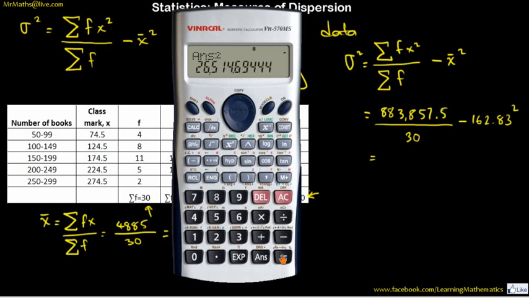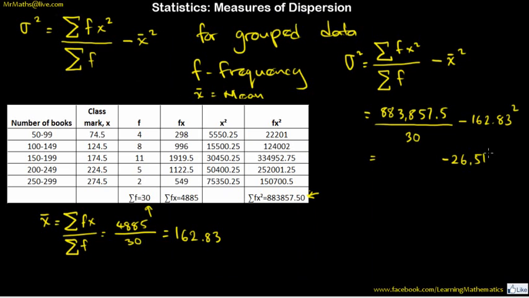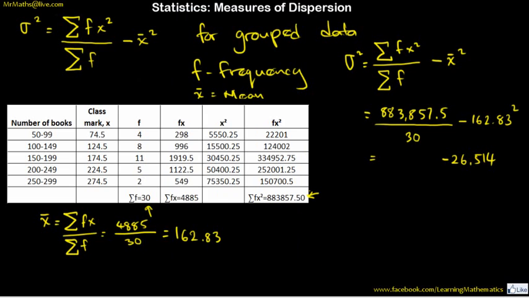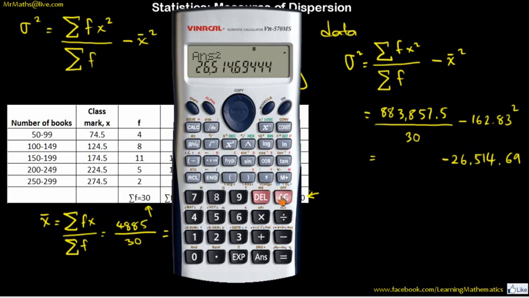26,514.69. It's quite lengthy. You just need to go and follow the method and the formula. You should get the right answer, providing that you don't make any mistakes.